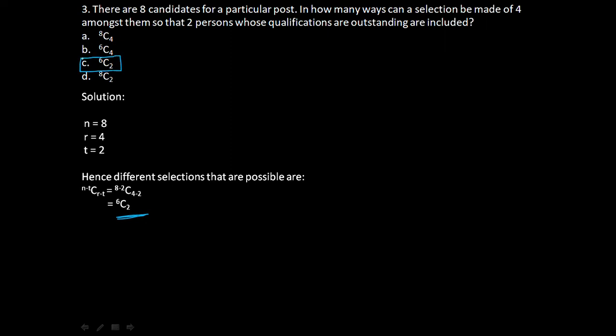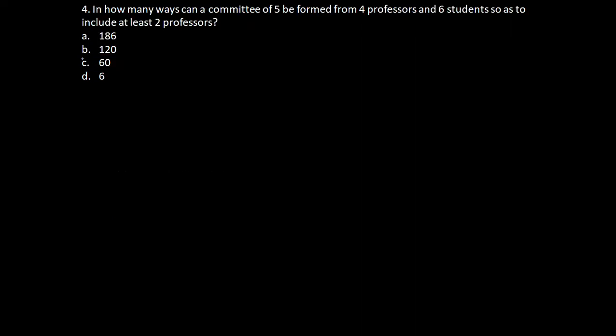Let us move ahead with the next numerical. In how many ways can a committee of 5 be formed from 4 professors and 6 students so as to include at least 2 professors? Now this is the condition. What do we understand by at least 2 professors? Can there be a team with 1 professor? Not at all. There has to be at least 2 professors.